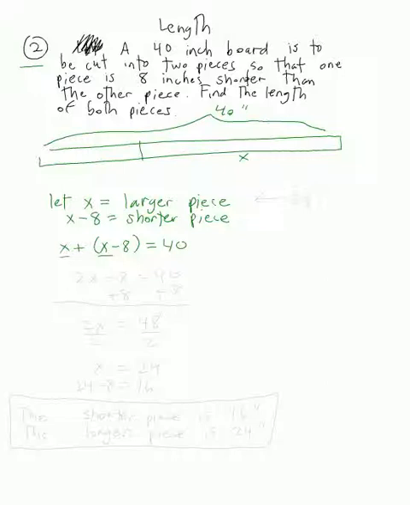So we're going to combine like terms. We get 2x minus 8 equals 40. We add 8 to both sides. We get 2x equals 48. Divide both sides by 2. We get x equals 24. So once we get x equals 24, notice that that means we found the larger piece. So the shorter piece must be 24 minus 8. That would be 16.